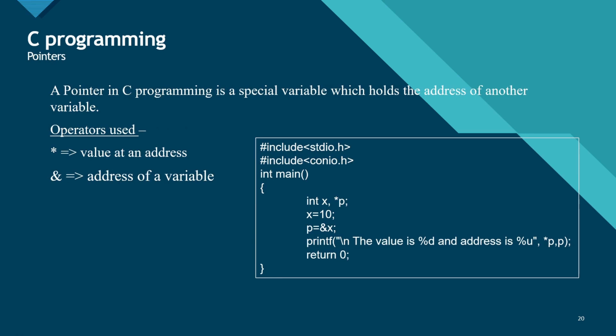Now the pointers. A pointer in C programming is a special variable which holds the address of another variable. Operators used here are star and ampersand. Star is the value at an address and ampersand is the address of a variable. This is the typical code snippet for the pointer in C programming.